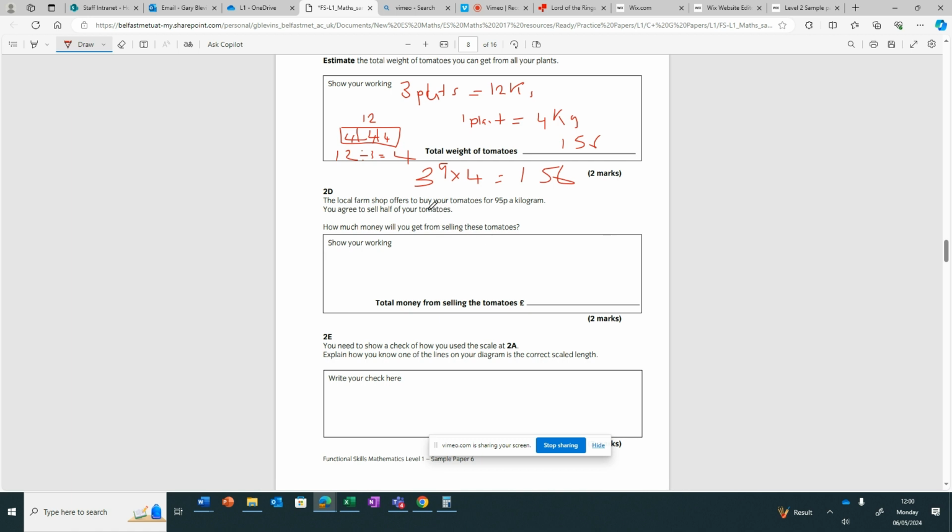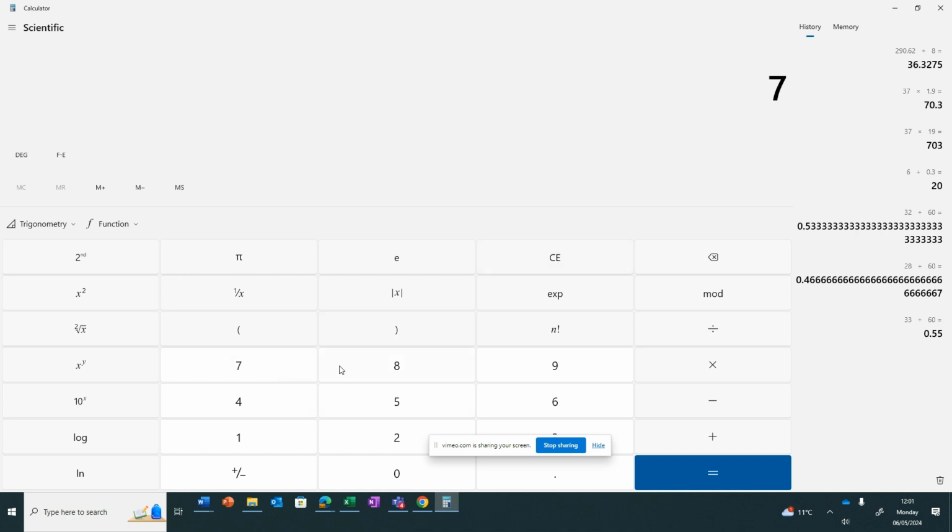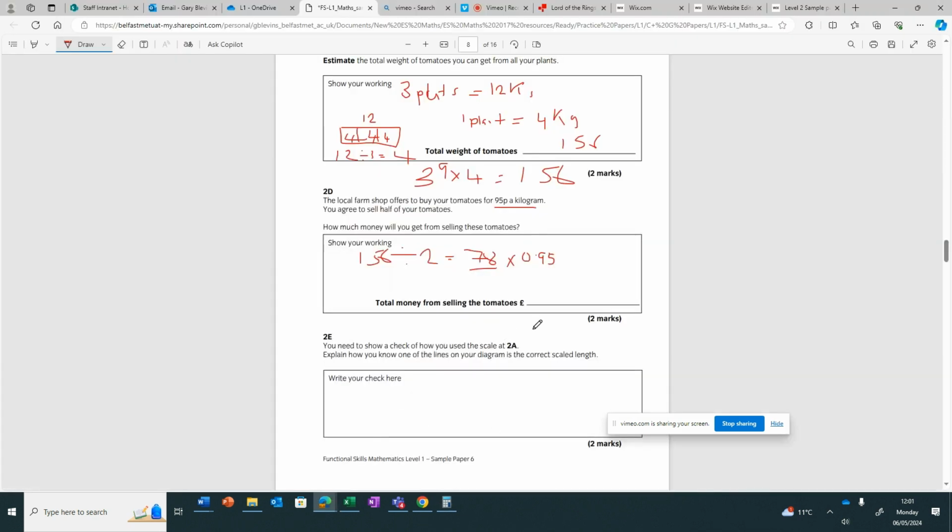Your local shop offers to buy them at 95p a kilogram. You agree to sell half. How much money will you make? Well, 156 divided by 2. If you divide anything by 2, you'll get half of it. Gives you 78. And you're going to sell them for each one of these. You're going to sell for 95 pence. So that's a multiply. Or add up 78 times. But a quick way of doing that is to multiply. If they give you the price of one thing, which it has, a kilogram, then you're thinking multiply straight away. So 78 times 95p, I think it was. You get £74 and 10 pence.